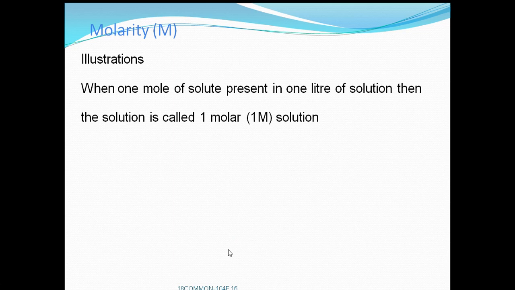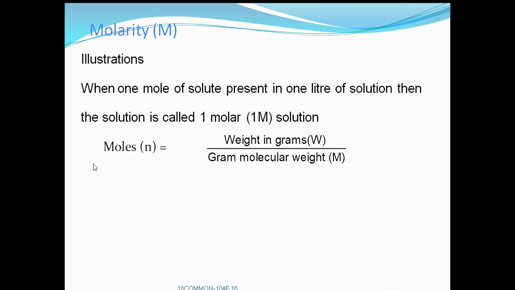Next, how to write the formula? When 1 mole of solute is present in 1 liter of solution, then the solution is called 1 M or 1 molar solution. Suppose you take 1 liter of solution with a known concentration, that is called a 1 molar solution. In that we have only 1 mole of solute. So already we discussed 1 mole, and already you know.